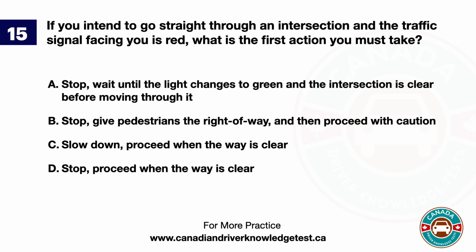Question 15. If you intend to go straight through an intersection and the traffic signal facing you is red, what is the first action you must take? A. Stop, wait until the light changes to green and the intersection is clear before moving through it. B. Stop, give pedestrians the right of way, and then proceed with caution. C. Slow down, proceed when the way is clear. D. Stop, proceed when the way is clear. The answer is A. Stop, wait until the light changes to green and the intersection is clear before moving through it.